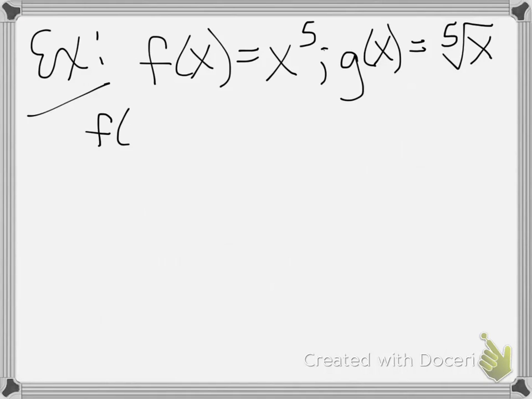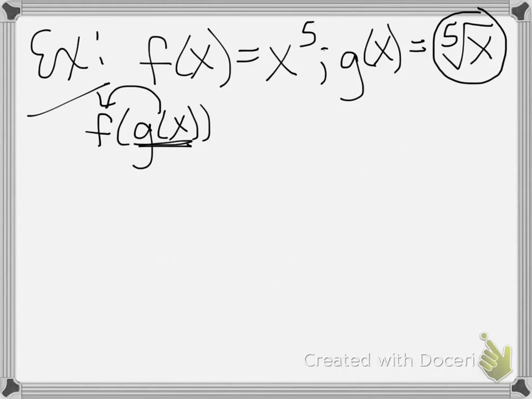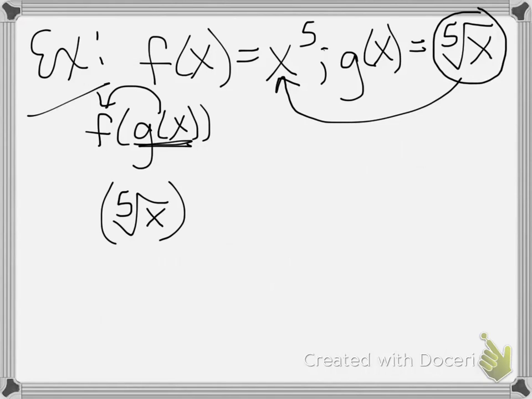So let's do f of g of x first. So I'm going to take g and plug it into f. So I'm going to take this, the fifth root of x, and plug it in right here. So that's the fifth root of x to the fifth power, because I'm replacing the x, but the fifth part is still there. So what happens if I have the fifth root of x to the fifth power? Well, the fifth root and the fifth power cancel each other out, and you're left with x.